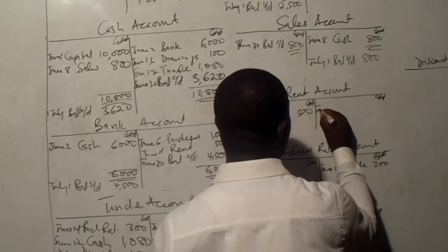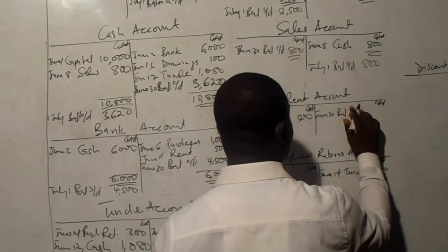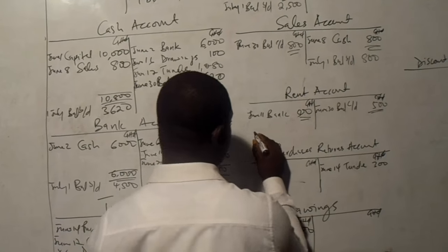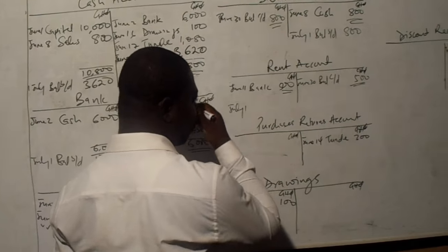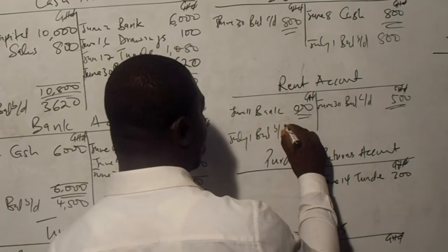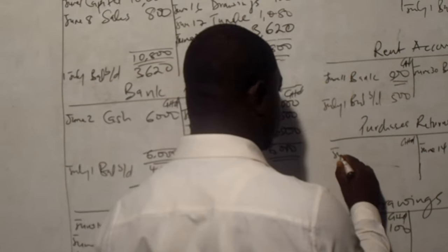Rent account, on June 30th, there will be a balance carried down of 500. Then I close it off. Then I transfer to the opposite on the following day, following month. Balance brought down of 500. I'll do the same for purchases.